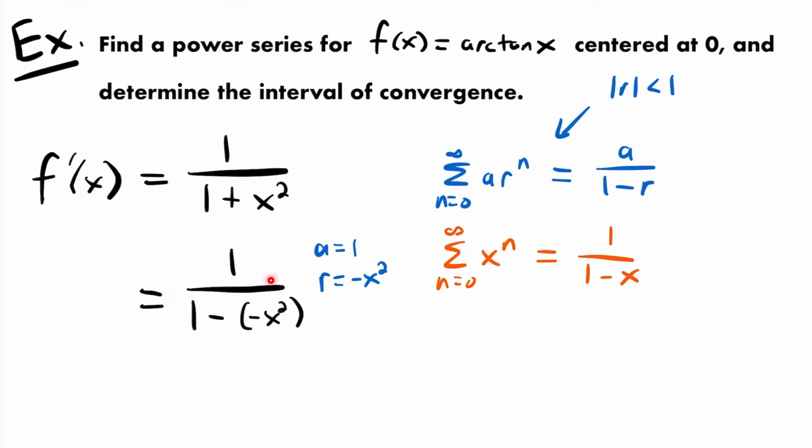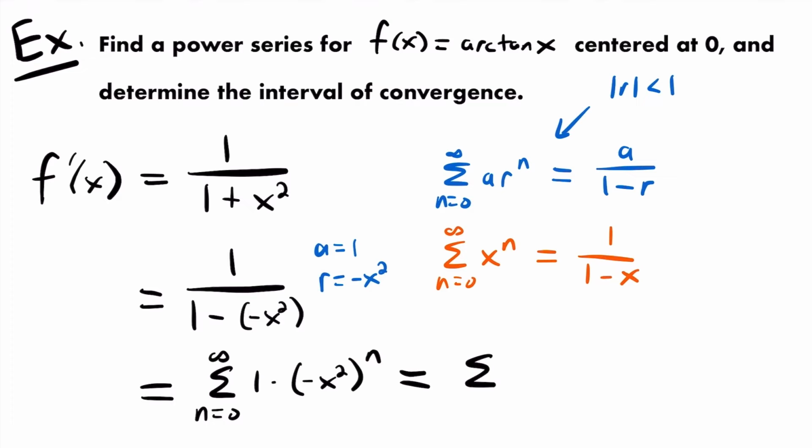So we can rewrite this derivative as a power series, or more specifically, a geometric power series that will look like this. We'll have the sum from n equals 0 to infinity of a, which is 1, times r to the power of n. So we'll have negative x squared to the power of n. Okay, and so now if we simplify, 1 times anything is just going to be that value, so we can ignore that 1. And then I'm going to rewrite negative x squared to be negative 1 times x squared. And you'll see why I'm going to do that in a second.